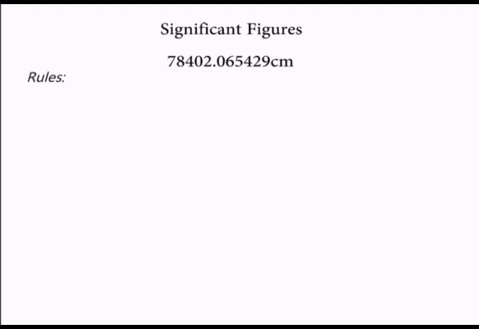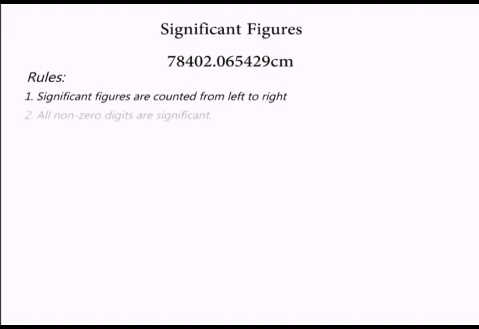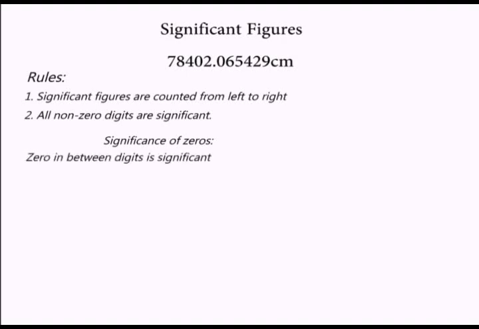The rules governing significant figures include: first, significant figures are counted from left to right. Secondly, all non-zero digits are significant. Zero may or may not be significant depending on its position in the number. If a zero occurs in between non-zero digits, then it is significant. For example, 7052 and 7.204 both have 4 significant figures.